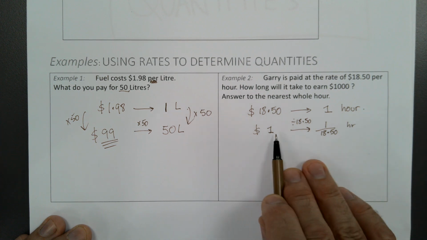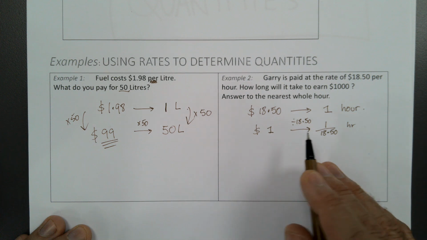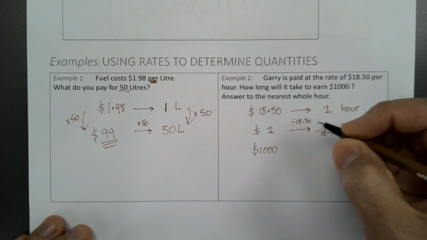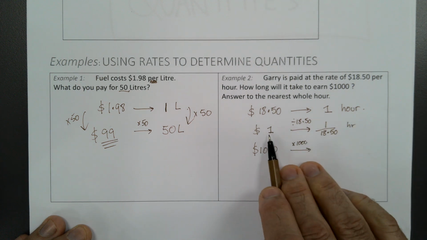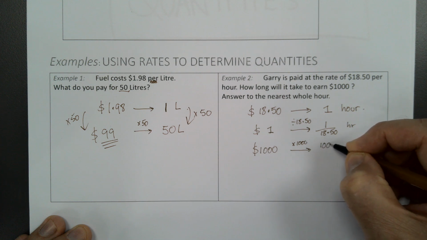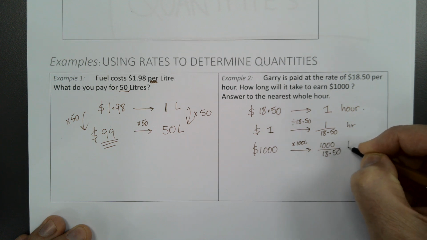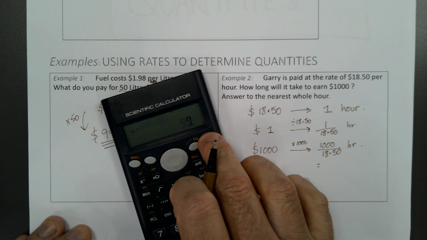Obviously, not much. Well, now it's easy to get 1,000 over here because I just got to multiply both sides by 1,000. If I multiply by 1,000, multiplying that side by 1,000, multiply this side by 1,000, I've got that. So what's 1,000 divided by 18.50?